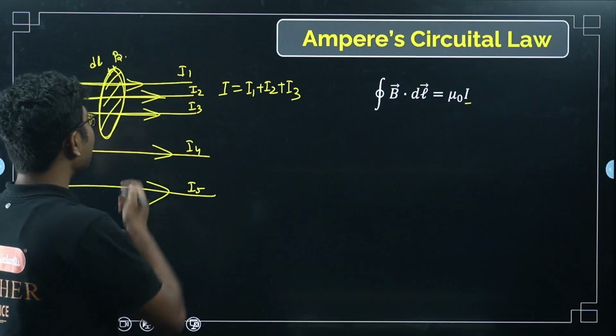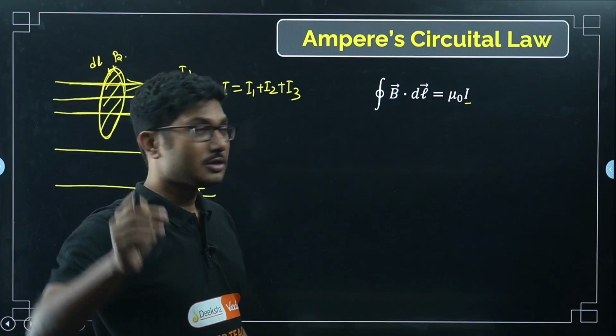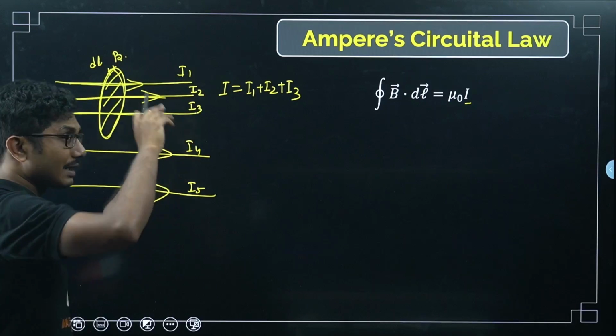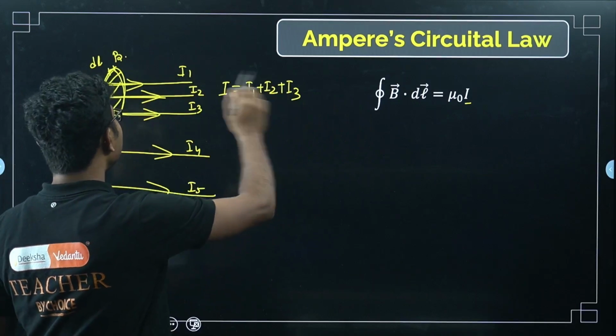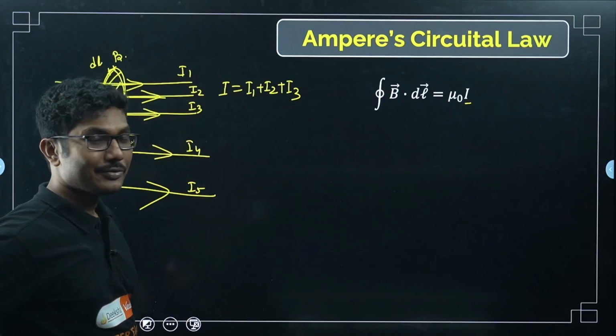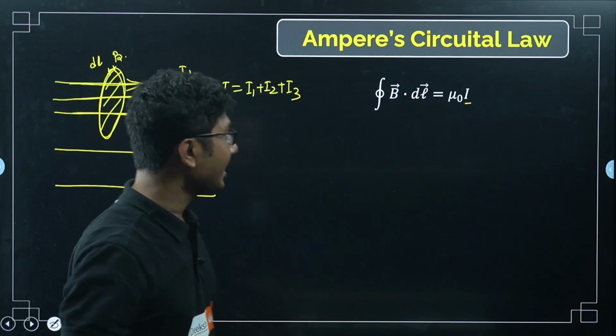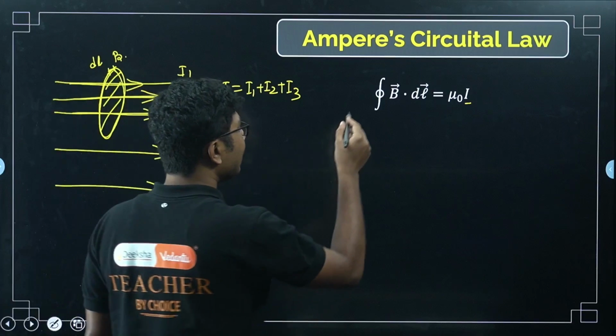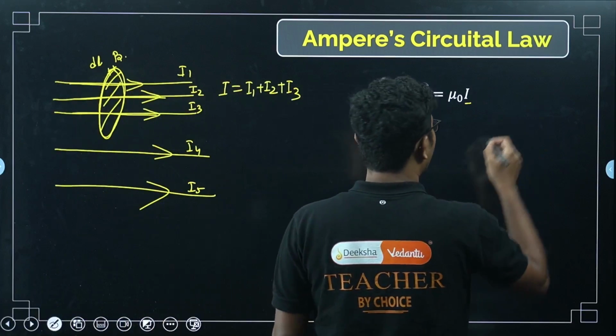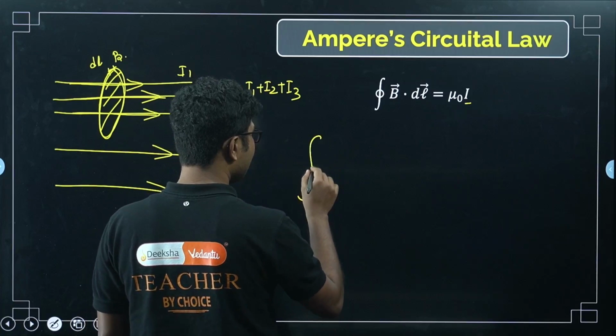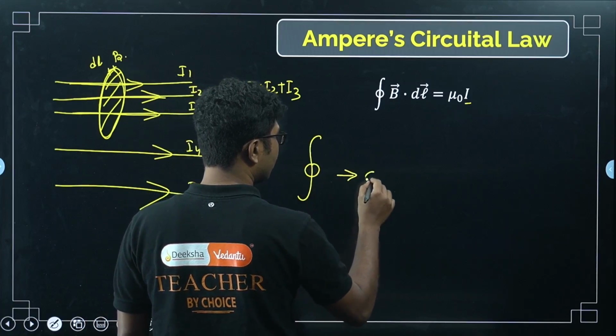Now remember that, same as Gauss's law, this magnetic field is due to all the currents, but this integral is only due to the current which is enclosed inside that surface. Now what is the meaning of this integration? You might have wondered what this means. So this means closed integration.